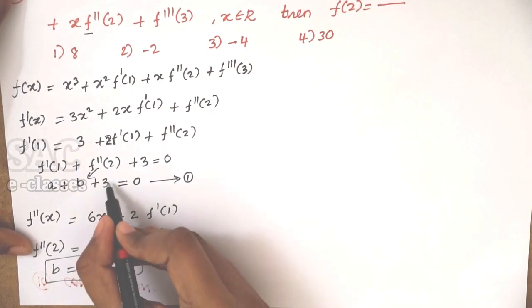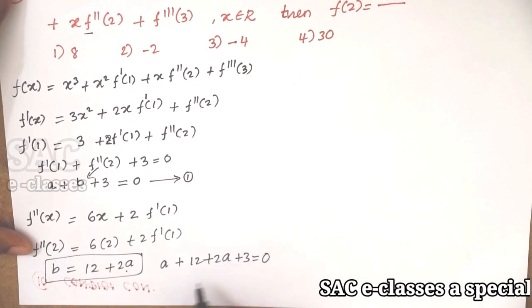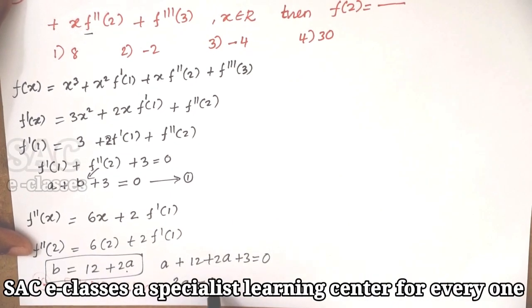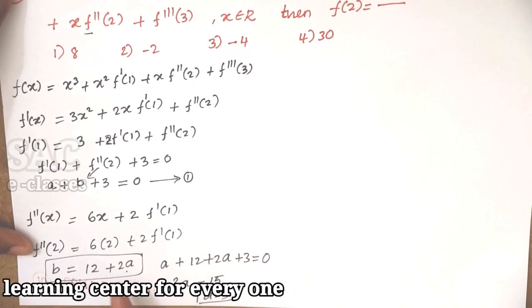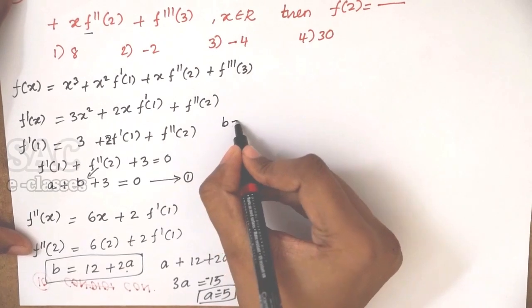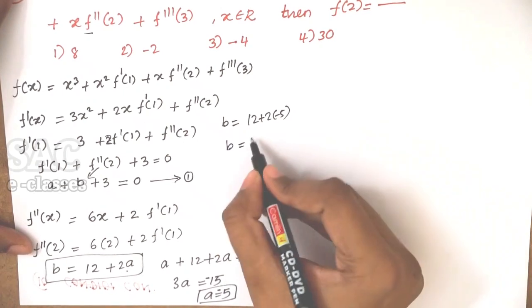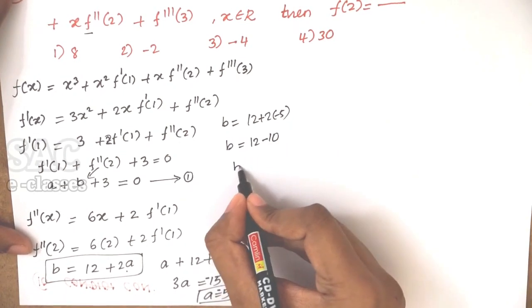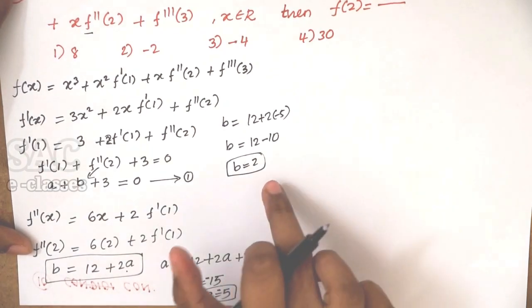Simply substitute here. You will get a + 12 + 2a + 3 = 0, so 3a = -15, where a = -5. If the a value is -5, then definitely the b value is 12 + 2·(-5). The b value is 12 - 10, so b = 2. Okay, we got a value as -5 and b value as 2.